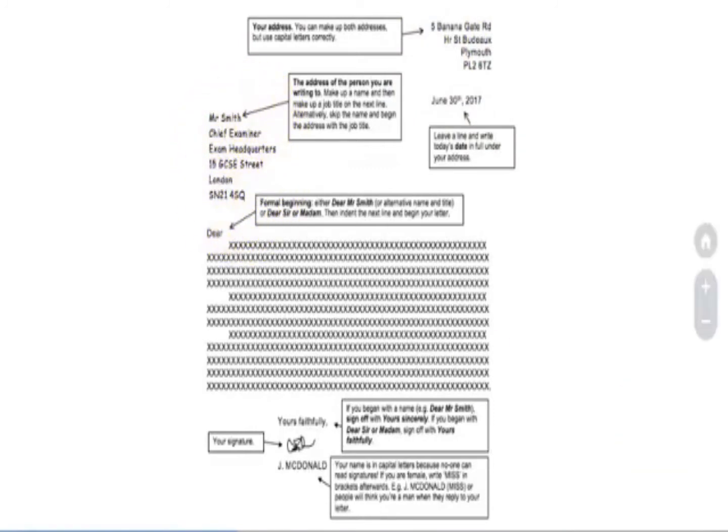Now, you might say 2 things here. You might say, I don't want to put my address in the letter, and you might say, I don't know the address of the person I'm supposed to write to. That's not important. You can make up the names and addresses and even job titles, because you can see in this example it's to Mr Smith, the Chief Examiner. You can make all of it up. You just have to make sure that you use capital letters correctly.